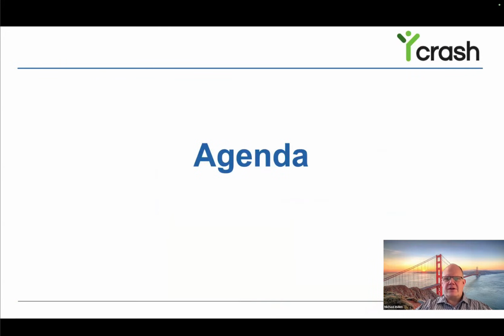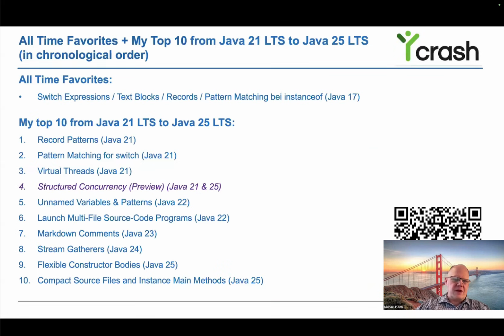So, what is the agenda for today? We will look at the top 10 of my favorite features from Java 21 to 25. But before, let me give you a brief introduction on my all-time favorites, which lay the foundation. They are all included in Java 17. So switch expressions, text blocks, records, and pattern matching. They are so important that we should have a first brief look at them. And later on, I just selected 10 of the new features.